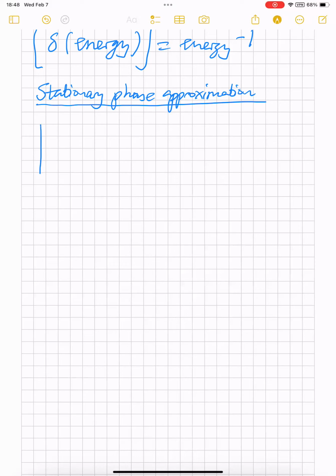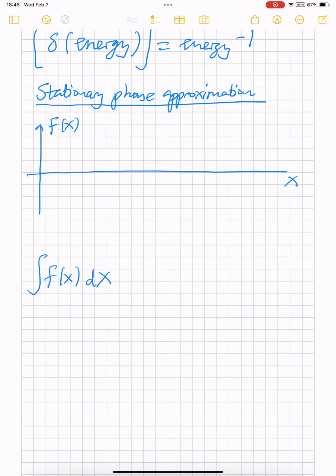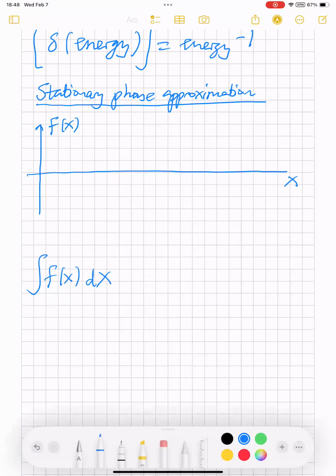So let's imagine I ask you to calculate the integral of some function f of x. So I want you to calculate the integral of f of x dx. And let me tell you what f of x looks like. Let's invent a nice f of x. So f of x does something like this.